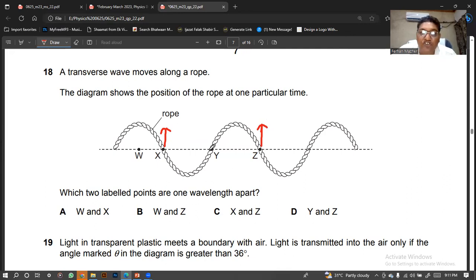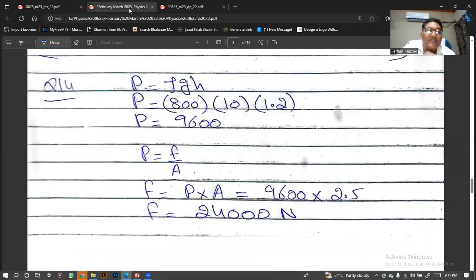Y is on the mean position, but Y is not in the same phase because Y will be going downward. How do I know they are going upward or downward? By looking at what is behind the point Z. So X and Z are consecutive points in the same phase, so the distance between them will be one wavelength. X and Z, C is the option. Question number 18, C is the right option, sir.